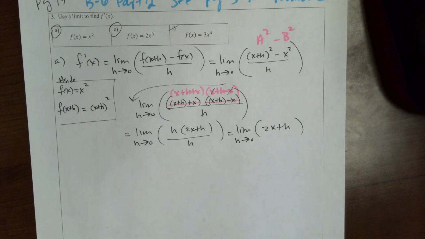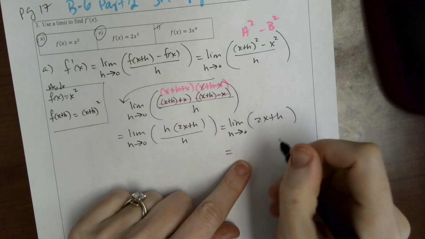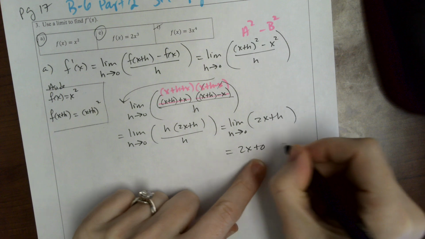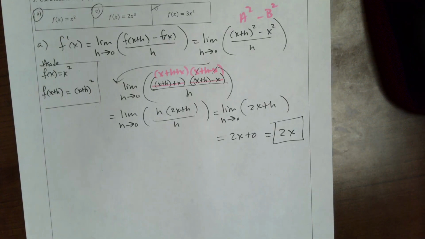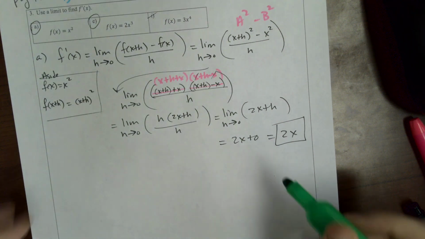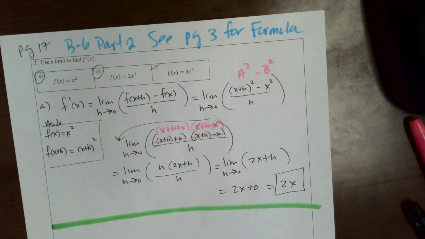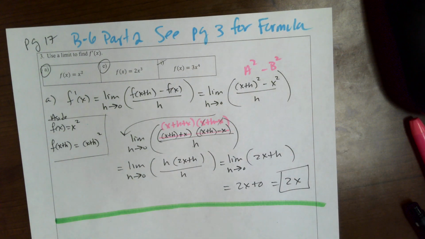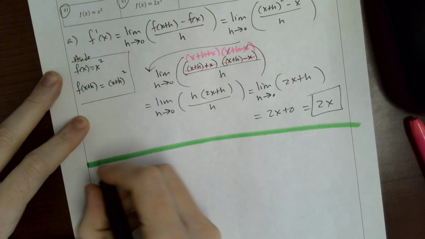And now I can plug 0 in for h. So this is equal to, you don't have to show the 2x plus 0, it is just equal to 2x. Okay. Now the next one I wanted to do, because that's going to involve a difference of cubes, which we'll handle similarly. And alrighty, so this is E.